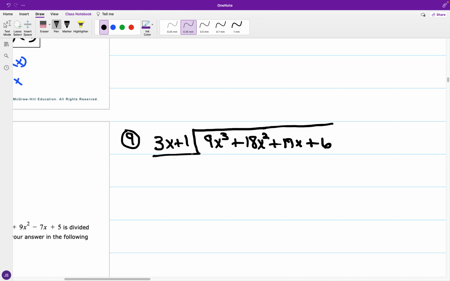Okay, so if we look at 3x into 9x cubed, this will go 3x squared times. And upon distributing, you have 3x squared times 3x, so this will be 9x cubed. And we have 3x squared times 1, so that would be 3x squared.